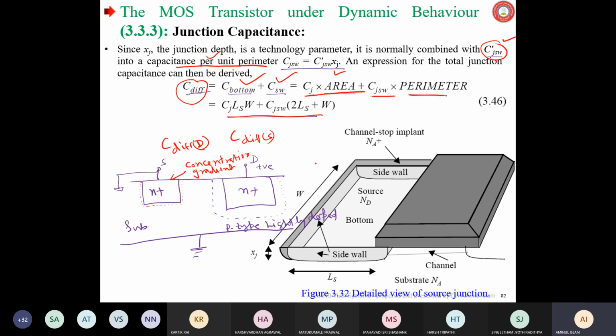Understood? And this is very important because it is a parasitic capacitance and an undesirable capacitance. Why? Can somebody say?